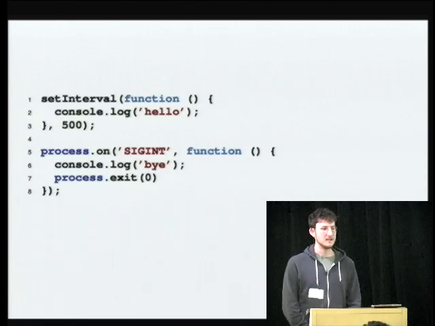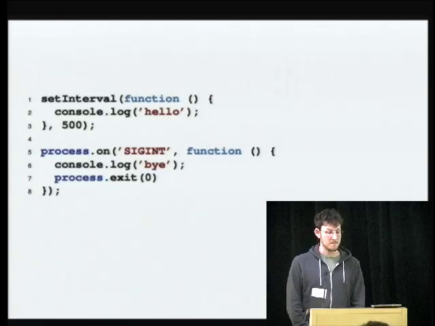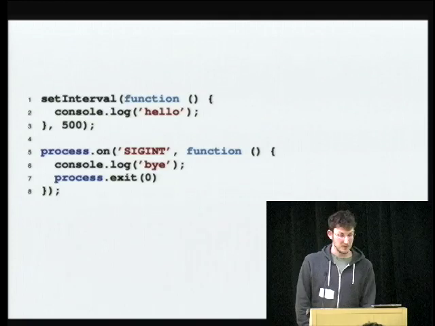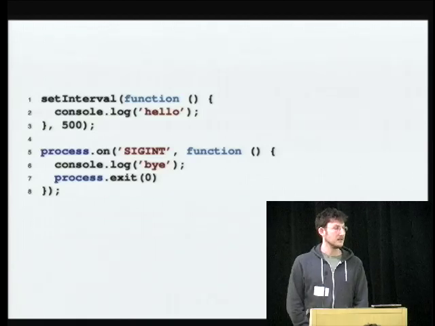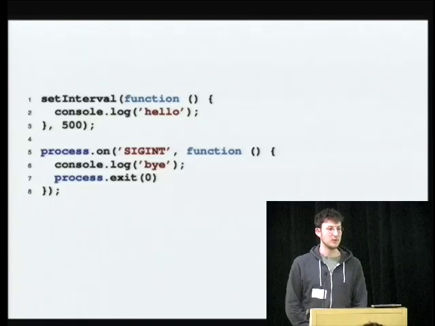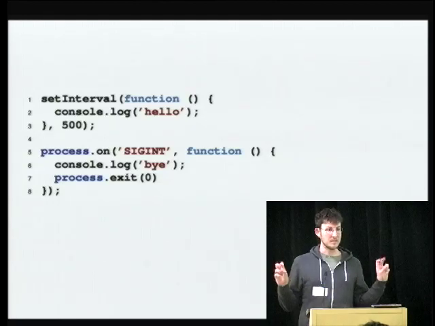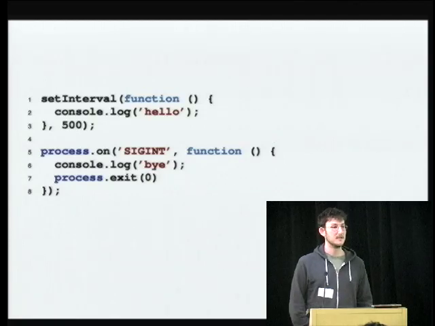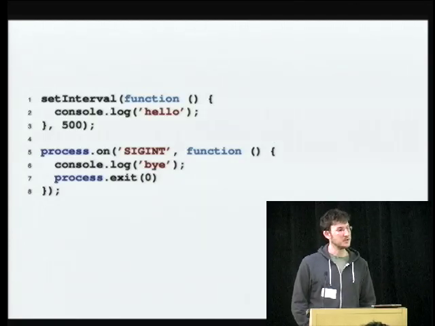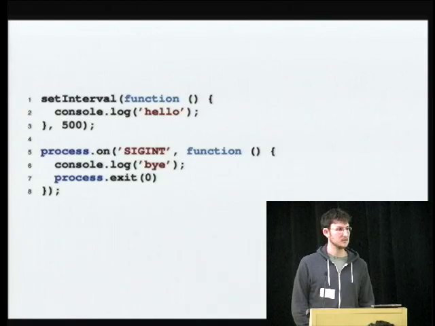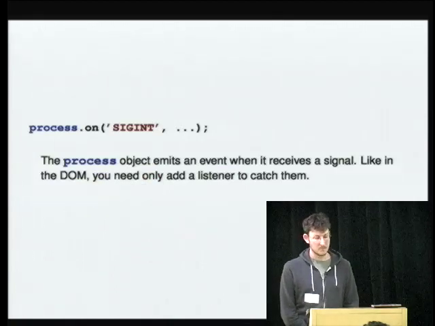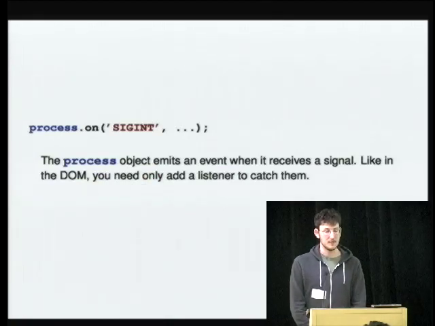OK, so first 3 lines. You're printing hello every half a second with the setInterval function, which is just like browser JavaScript. And on lines 5 through 8, you are setting up a callback. You are listening for the SIGINT event on the process object. So the process object emits a SIGINT event when it catches a SIGINT signal. Then it prints bye. And because we've overridden the signal handler, we have to exit the process ourselves. So we do process.exit. Right, so the process object emits an event when it receives a signal.